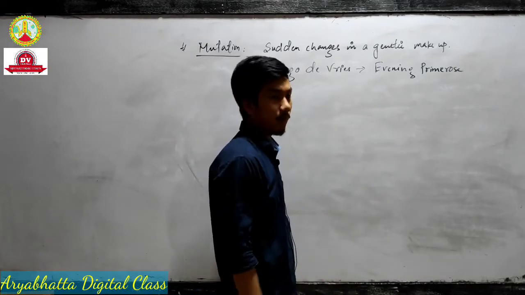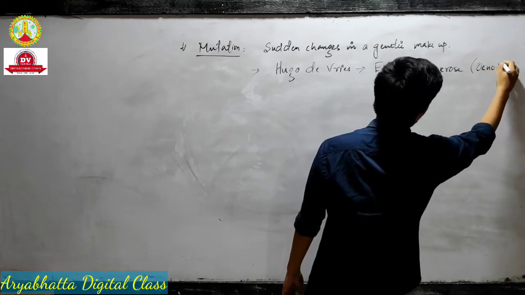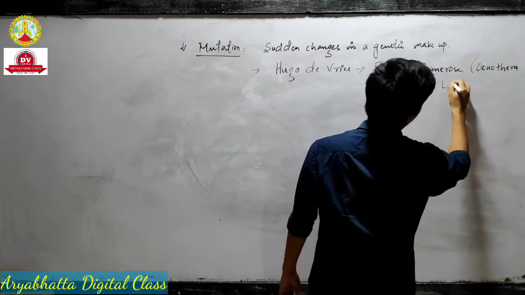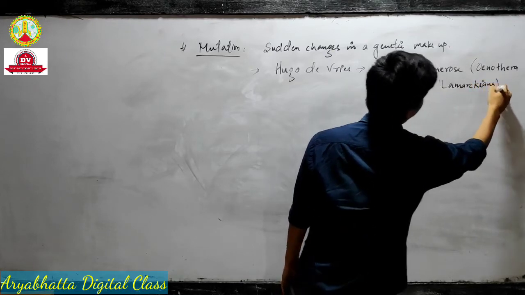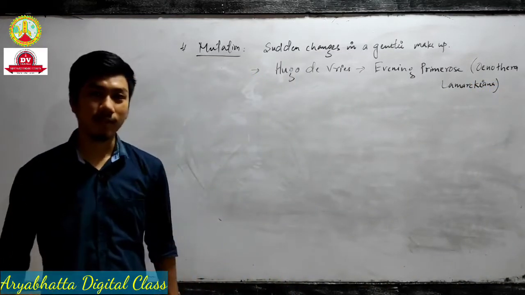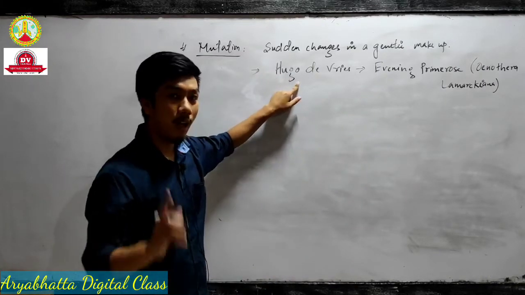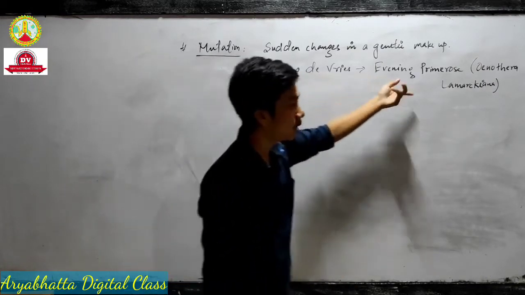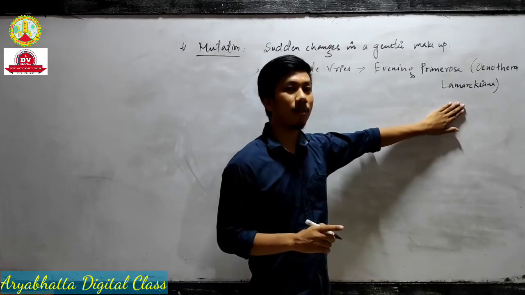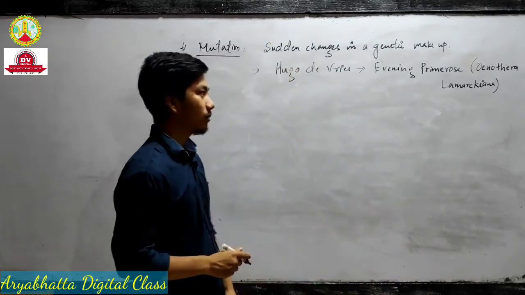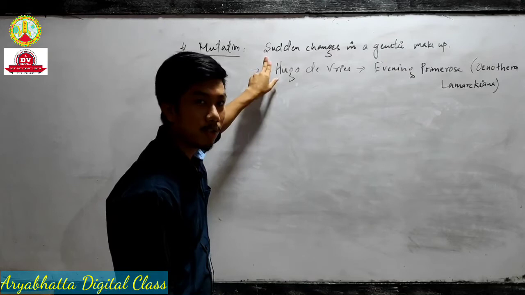The scientific name of evening primrose is Oenothera lamarckiana. So the scientist Hugo de Vries first explained mutation in the plant evening primrose, Oenothera lamarckiana. If you can remember the scientific name, it is very, very good. If you can't remember, still very, very good. Sudden changes in genetic makeup is mutation.